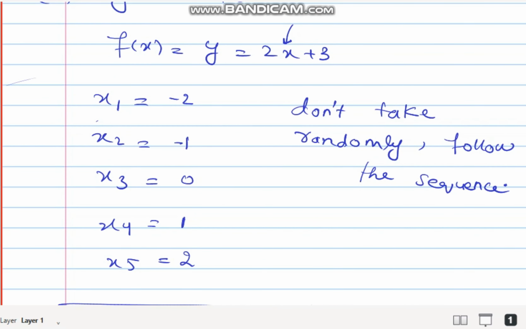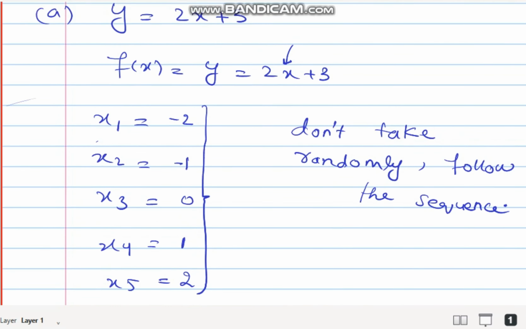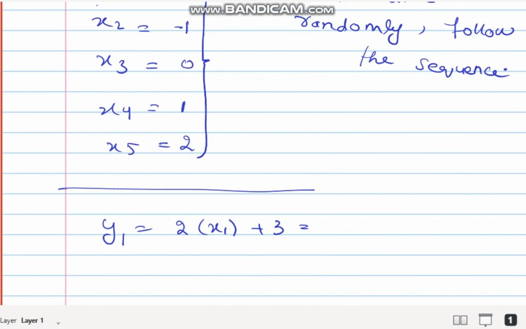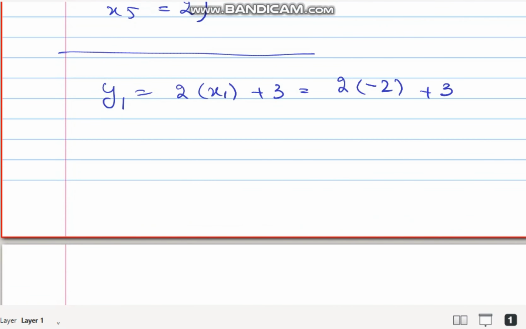Dear student, please note one point. These are all the nodes, and we take these points ourselves. We just assume these ourselves. These are not given to us. So 2 into minus 2 plus 3 is minus 4 plus 3, so I will get minus 1.